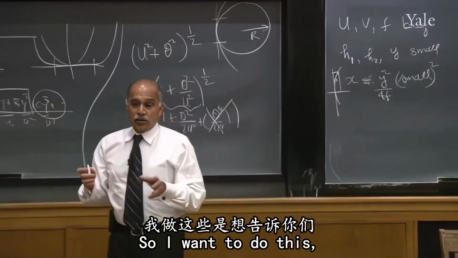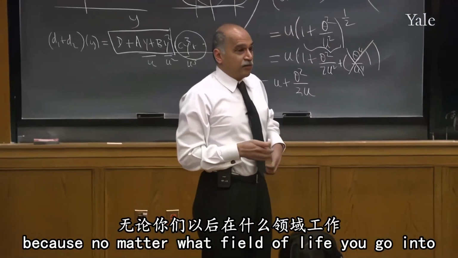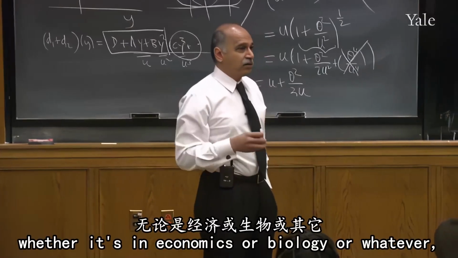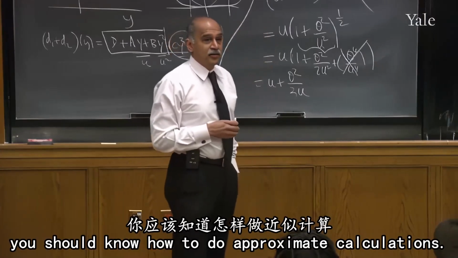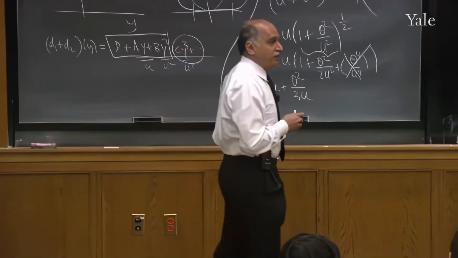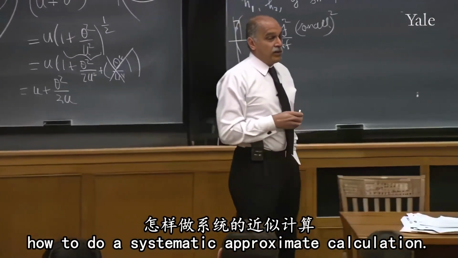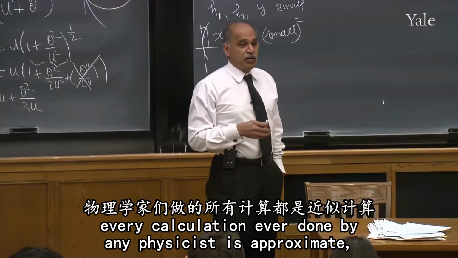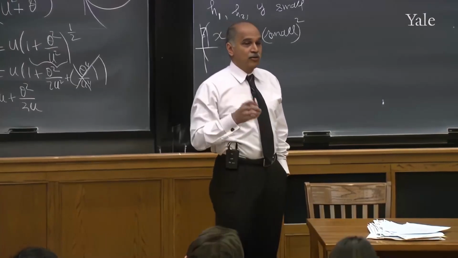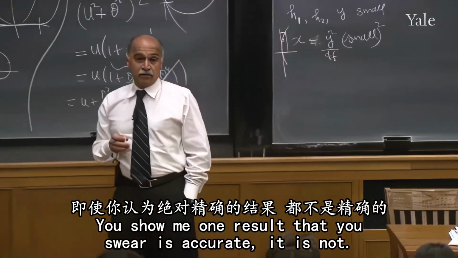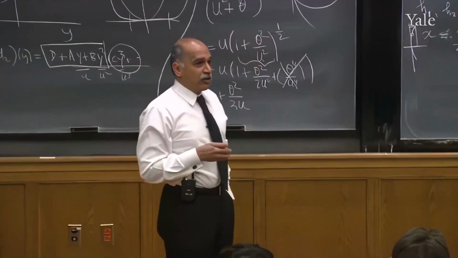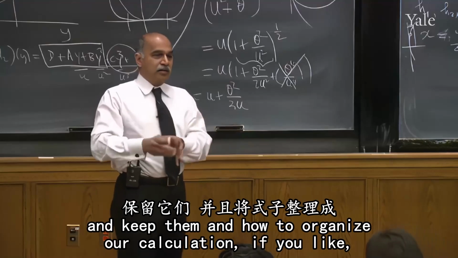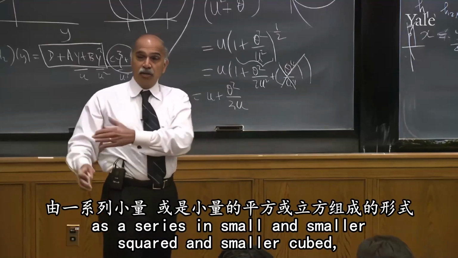I want to do this because no matter what field of life you go into, well, not every field, but in most fields where you have to do some kind of calculation, whether it's in economics or biology or whatever, you should know how to do approximate calculations. I'm trying to show you how to do a systematic approximate calculation. Most of the calculations people do are approximate. In fact, every calculation ever done by any physicist is approximate because we're neglecting something. You show me one result that you swear is accurate. It is not. Everything has got corrections. So we should learn how to find the big numbers in the problem and keep them, and how to organize our calculation, if you like, as a series in small and smaller squared and smaller cubed, and you keep a few terms.